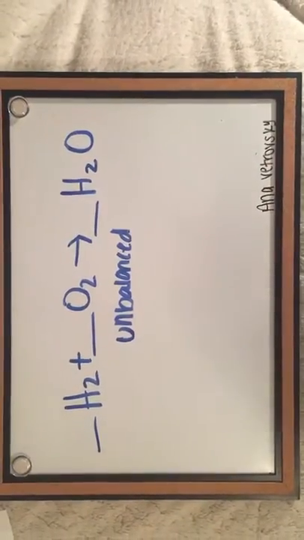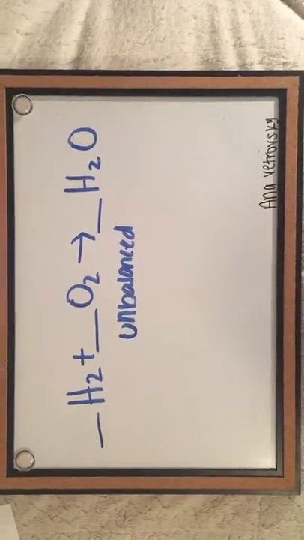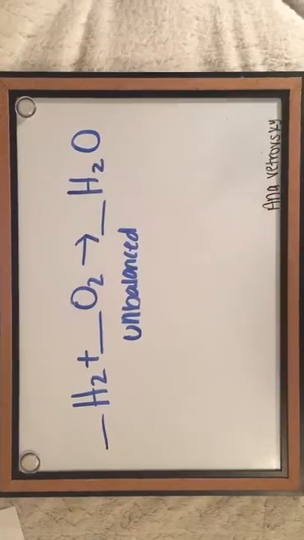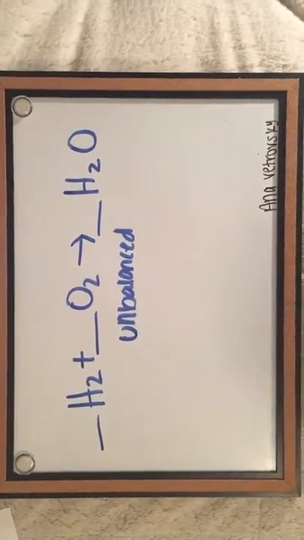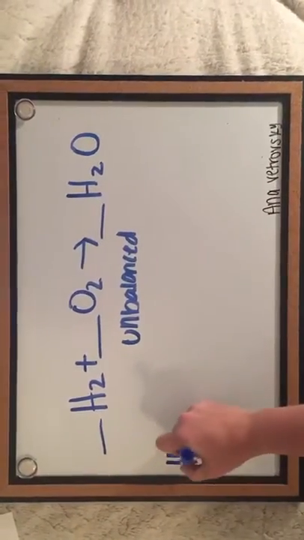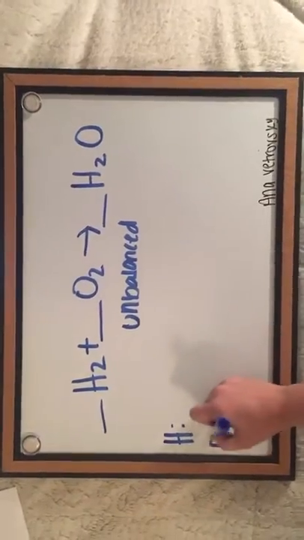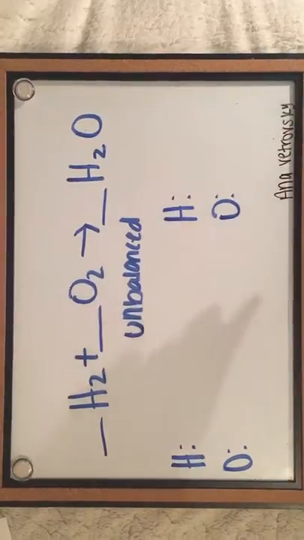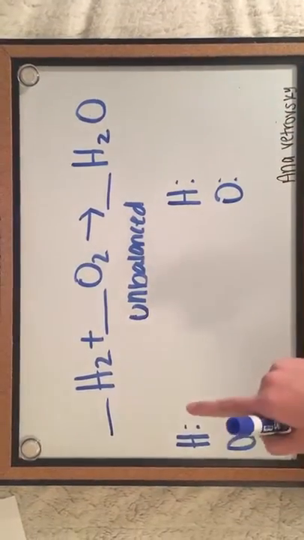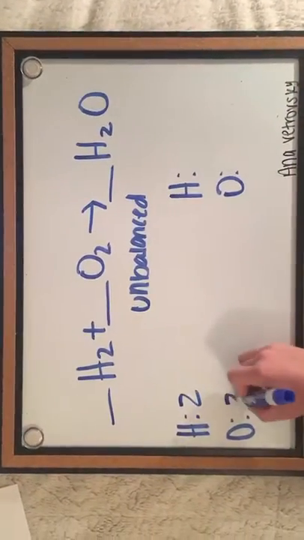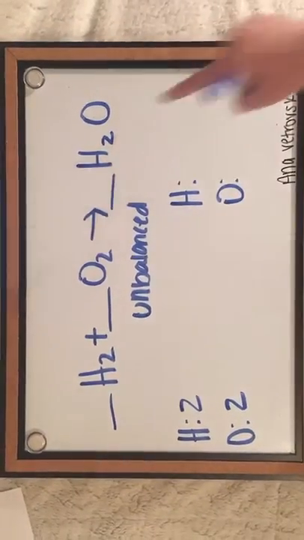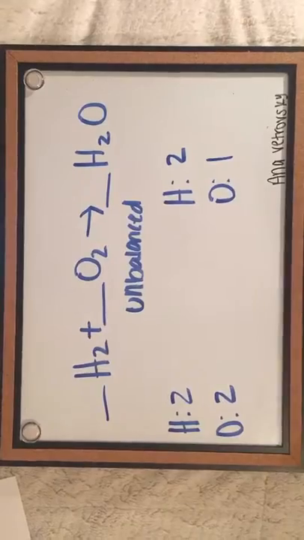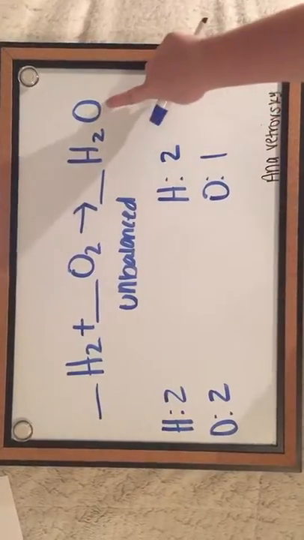In order for a chemical equation to be balanced, there has to be the same amount of elements on each side of the equation. So, in order to balance it, it makes it easier to write out how many elements are on each side of the equation. So for the reactant side, we have two hydrogens, two oxygens. On the product side, we have two hydrogens and one oxygen. So to balance it, we need two oxygens over here.